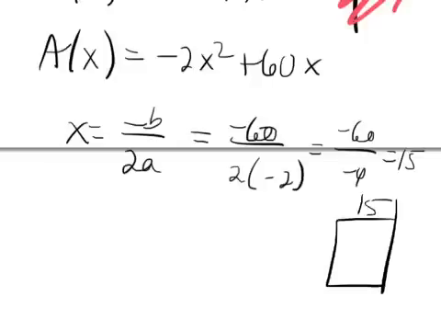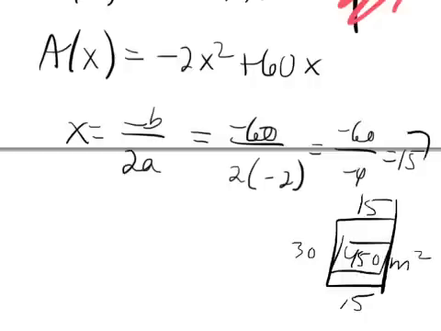So this is 15 by 15 already. So if that's 15 by 15 and there's 60 meters of fencing, that means that's 30, that's 30. So what's the area going to be? Well, it's 30 times 15, which is just 450. What are the units? Square meters.